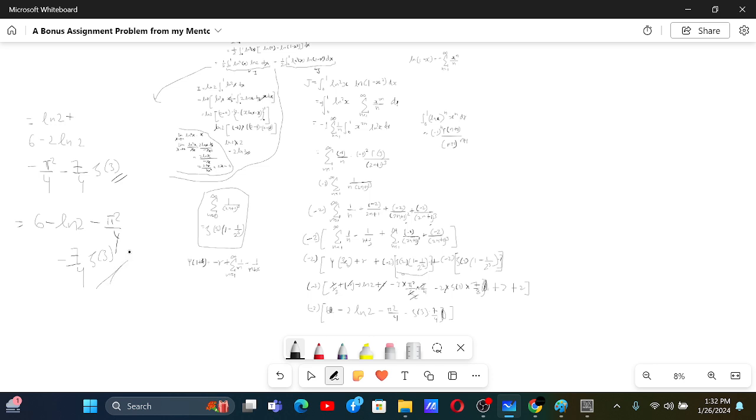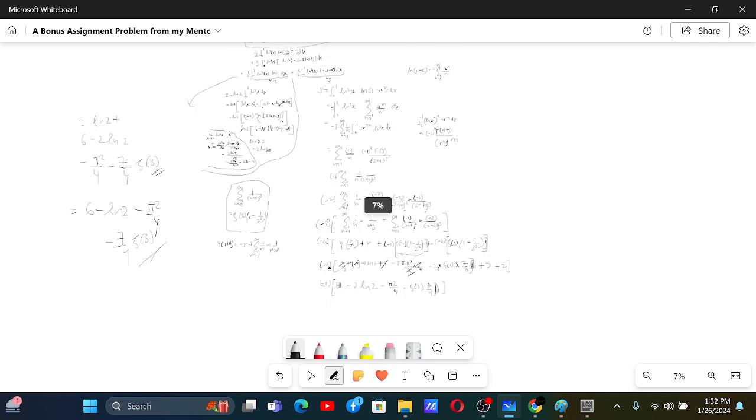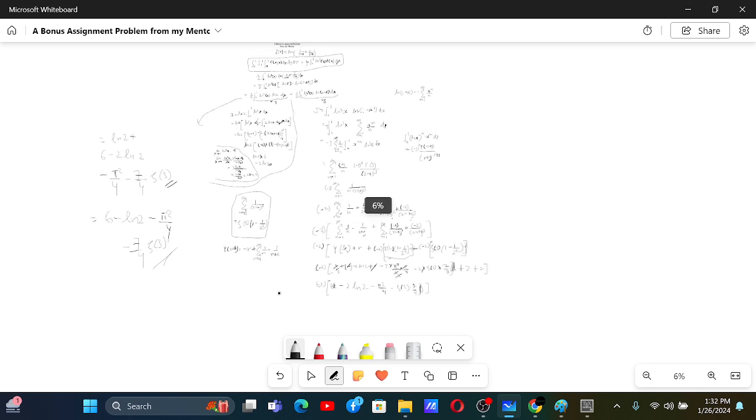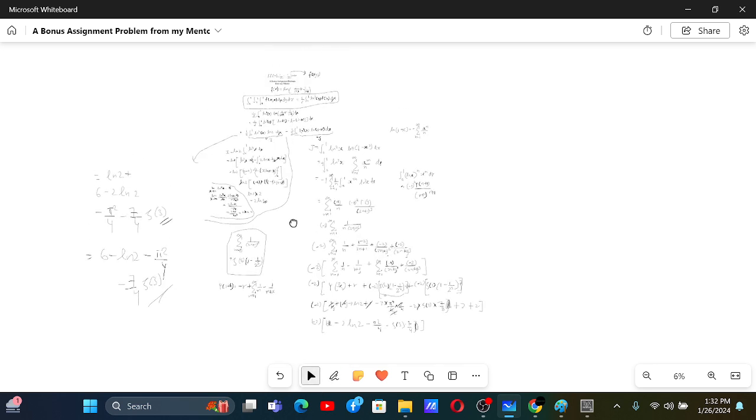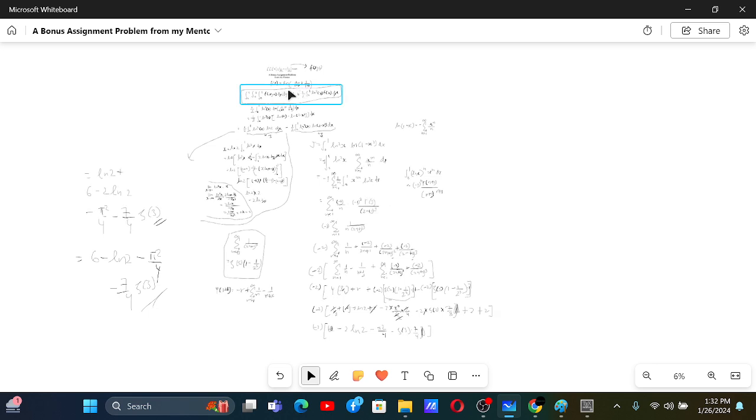This is the answer, and let me check if it's correct or not. The final check for the answer: yes, the answer is 6 minus 7 by 4 Riemann zeta of 3 minus ln 2 minus pi square by 4. So that's the answer, and hence we have completed the solution. Basically, the solution involved using this Newton formula, and then here integration by parts, here using series expansion and the gamma function, and now partial fractions and evaluating the sums.